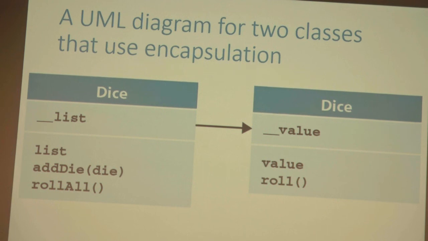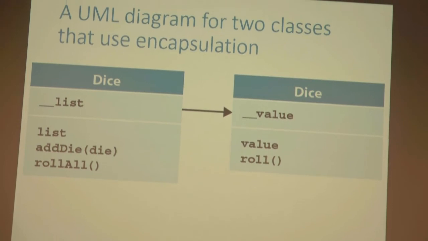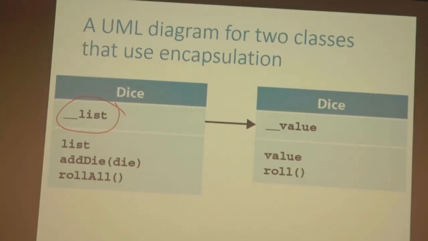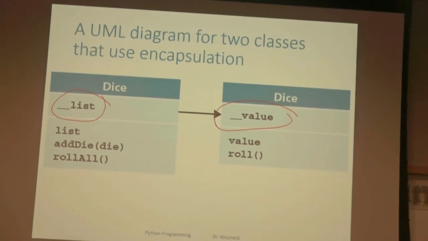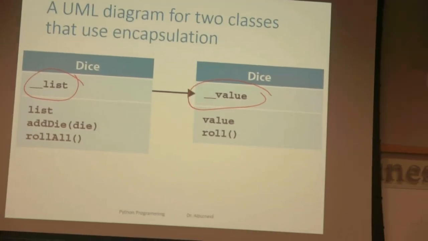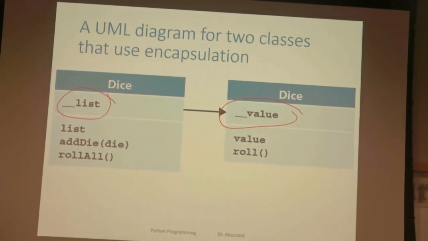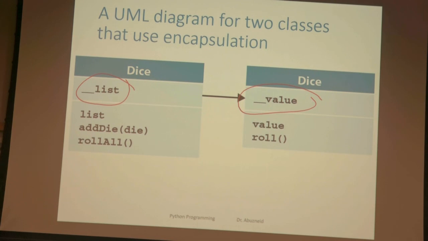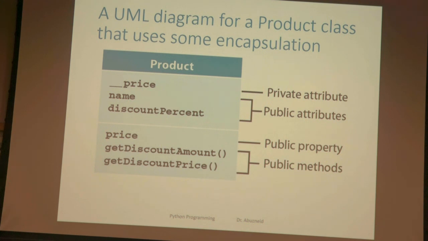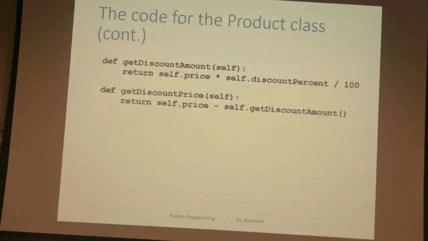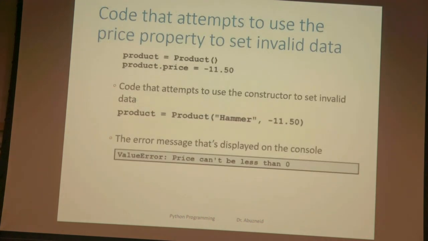So we'll go back to the dice example. Now we made the list private, and we made the value private. How do we know it's private? Because of the two underscores. All right. Again, we have the list, we have the add die, and all of that, so you can take a look at the program. Same thing if we go to the other example, the product: we made the price private. You could take a look. I added all the programs for you in here, so you could just try them out.